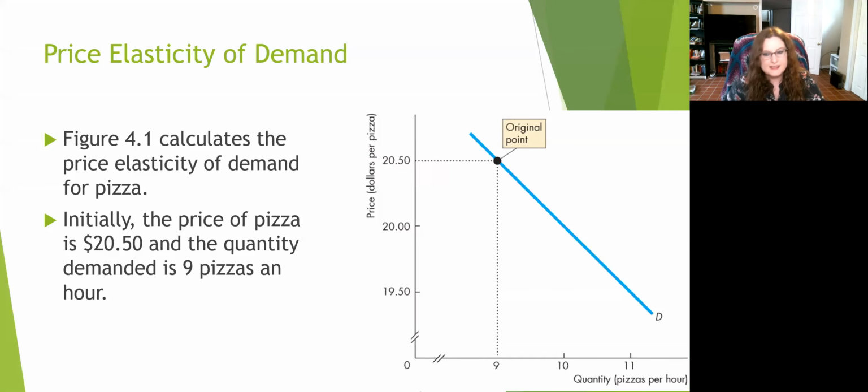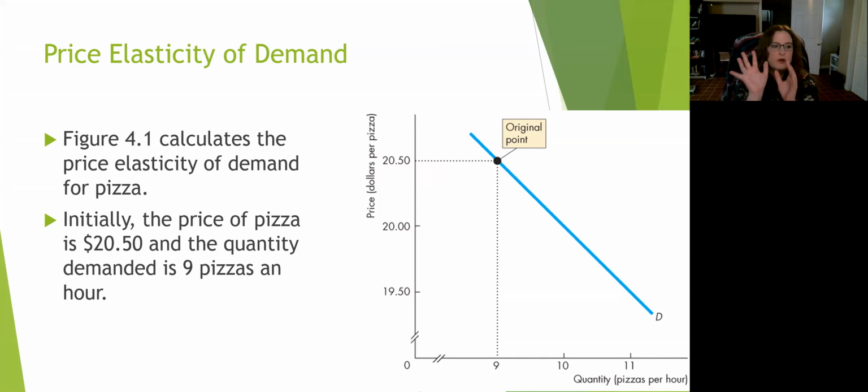So in this example, notice that we have prices on our y-axis, so the up and down axis, and we have quantity on the x-axis, the one that goes across the bottom. What we're going to be talking about is just dollars per pizza. So we're going to look at price changes in pizza. If pizza goes on sale for $2, how much more of it do you buy? Do you buy a lot more, or do you buy just a little bit more? That's kind of the question that we're going to be asking.